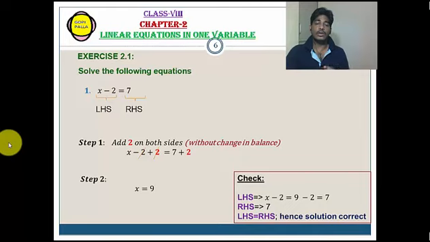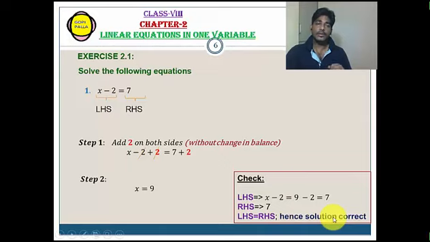So we will check whether x is equal to 9 is correct or not. We'll substitute x is equal to 9. We'll take the left hand side first: x minus 2, in place of x you keep 9. 9 minus 2 is equal to 7. And the right hand side 7 is already available. So the left hand side is equal to the right hand side. Here 7, here 7. Hence the solution is correct.